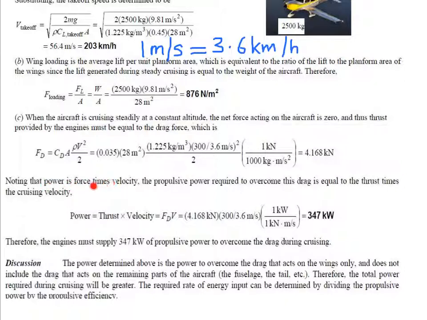And note, I think we have dealt with this quite many times, the power is force times velocity. The propulsive power required to overcome this drag is the thrust times the cruising velocity. So you know the thrust, which is 4.168 kilonewton, and you know the velocity is 300 kilometers per hour, but you have to change it to meters per second, and you get 347 kilowatts. So the engine must supply 347 kilowatts of propulsive power to overcome the drag during cruising.